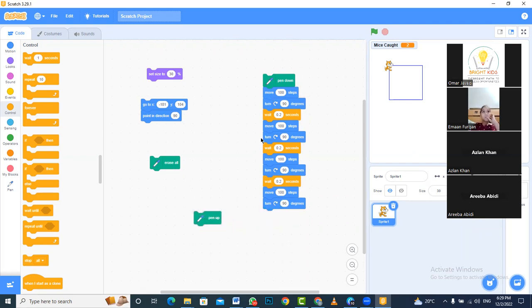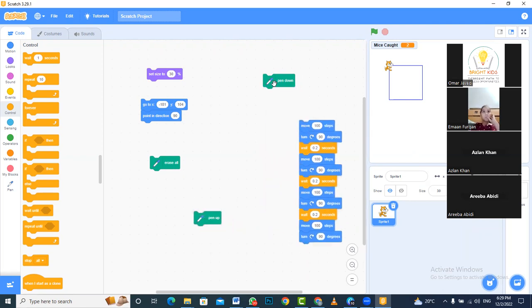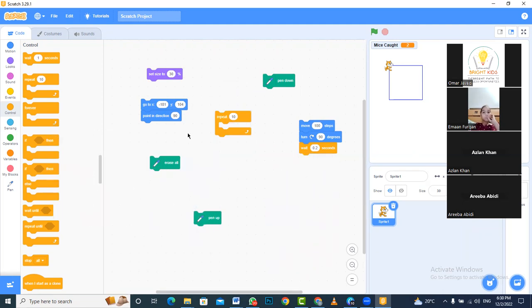Now, you might remember that we have learned to use this repeat block. So what if, instead of drawing 4 lines, we only draw 1 line and ask our cat to repeat this process 4 times? Would that help?